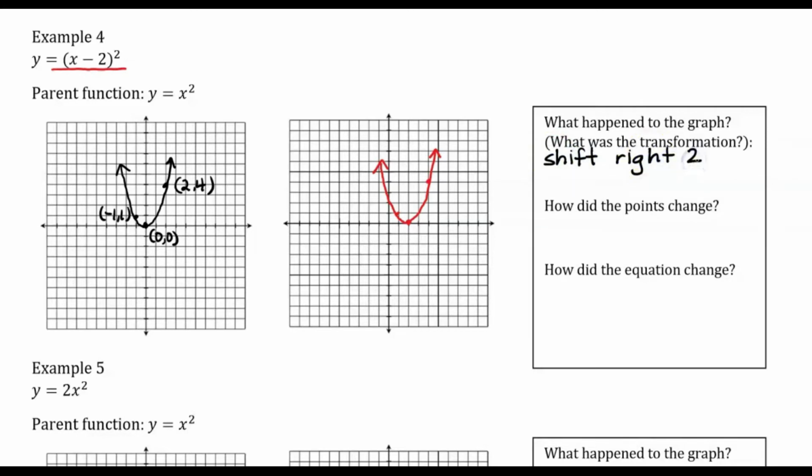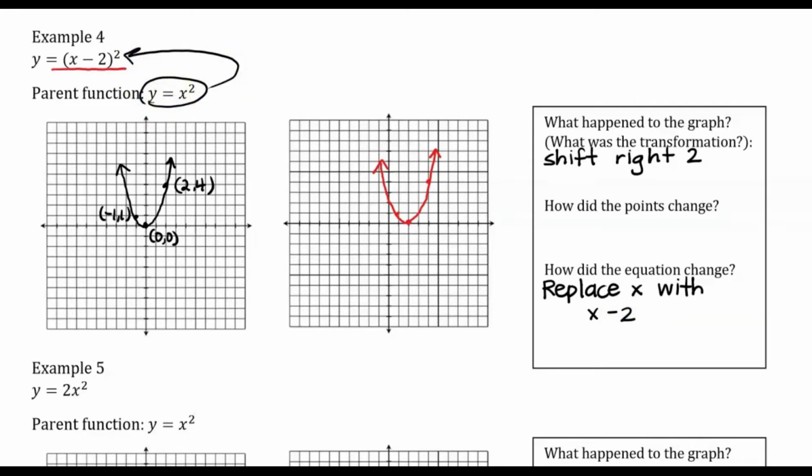Again, we have another example of inside things, horizontal things, happening backwards than what we think. We see a -2 on the inside of the function, but that's really taking the graph right 2, even though your brain tells you to think that it's going left 2. That's not what's actually happening. That's part of what makes transformation so tricky. How did the equation change? We replaced x with x minus 2. That's how we're going from this equation to that equation that's underlined in red.